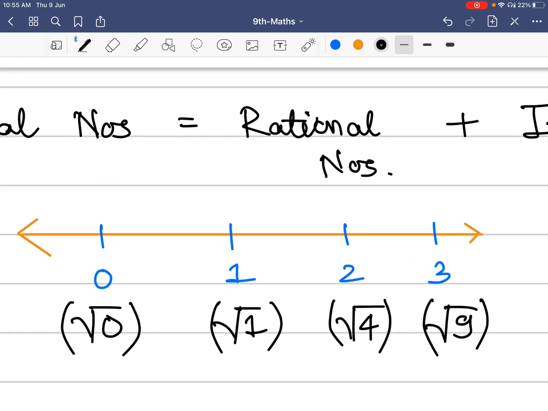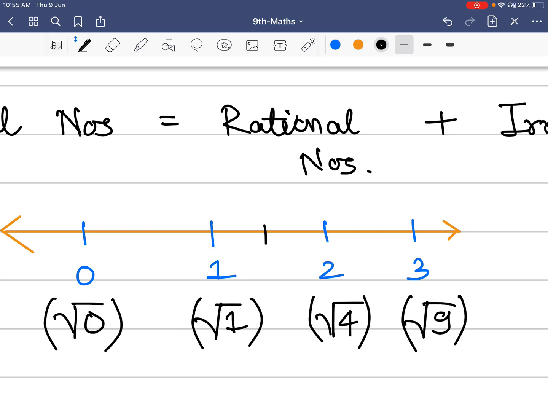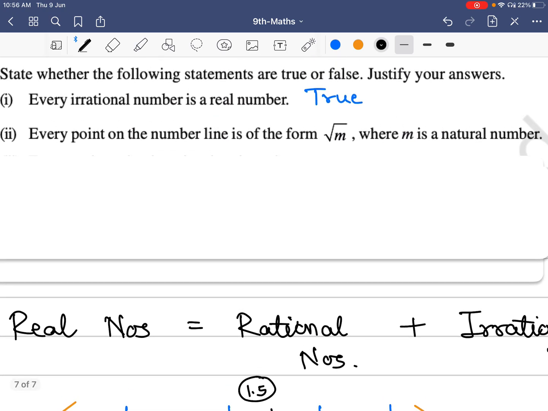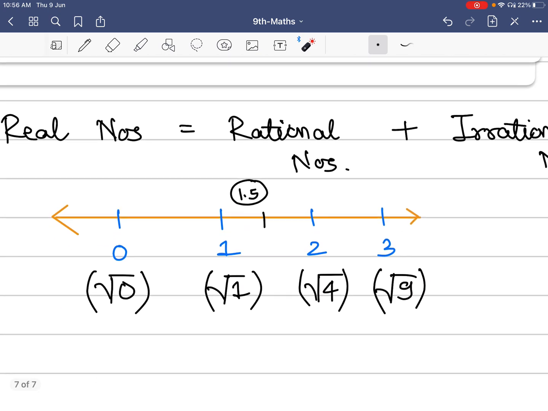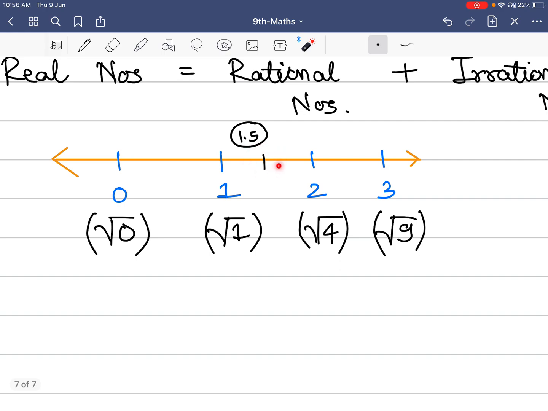However, let's go a little bit deeper and consider this number in the middle, which is 1.5. 1.5 is also a number on a number line, because they have said every point on the number line should be of the form root m. So consider this point now, 1.5, which is at the center of 1 and 2. Now let us try to express 1.5 in the form of root of something, m. What will be that number m whose square root will be 1.5?